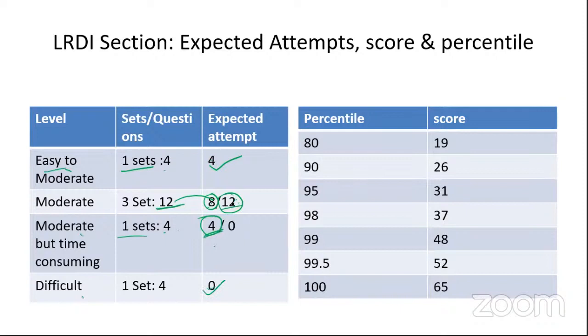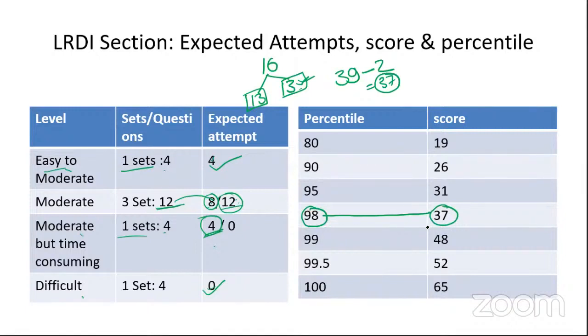So 12 plus 4, 16, or 8 plus 4, 12 plus 4, 16. So you're making 16 attempts. Let's say out of 16 attempts, 13 are correct and 3 are wrong. You cannot go beyond this as far as the accuracy level is concerned. So 13 times 3, the score is going to be 39. Let's say 1 is negative, so around 37 you can get. I'm assuming the question you made a mistake on is a theta type. So around 37, you end up reaching somewhere around the 98 percentile.